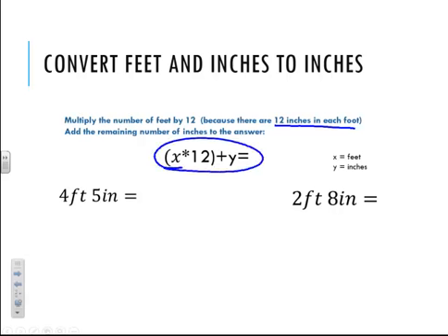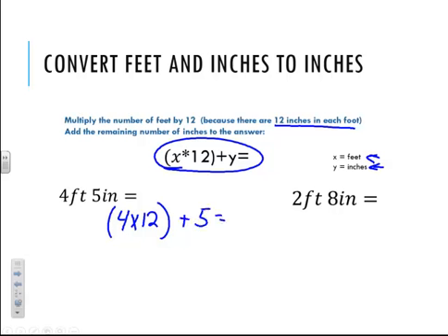Because we know that there are 12 inches in each foot, this is the formula we use. The number of feet, x, times 12, because of the 12 inches in a foot, and then we add the number of inches, which is y. So let's try that with this problem here. 4 times 12, the 4 feet, times 12, plus the 5 inches.